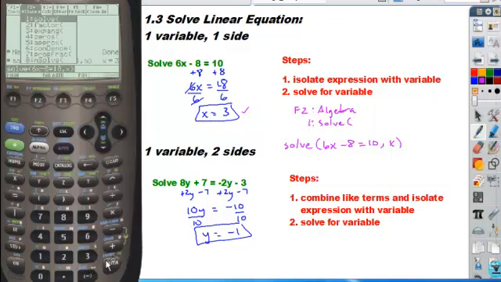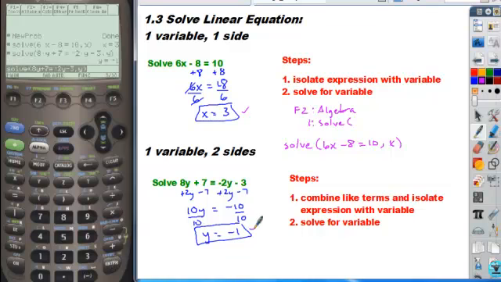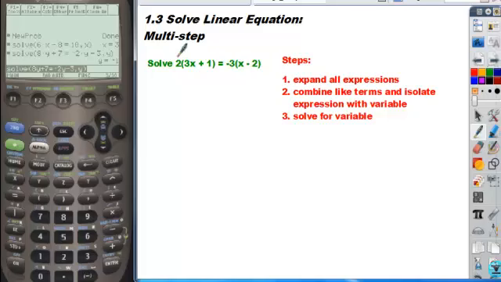Hit F2 Algebra tab, choose solve, type in our equation, 8y plus 7 equals negative 2y minus 3 comma y. This time we are solving for the y variable. When we hit enter, again it confirms that negative 1 is our solution. Again, all you really have to do is enter it exactly as it appears.